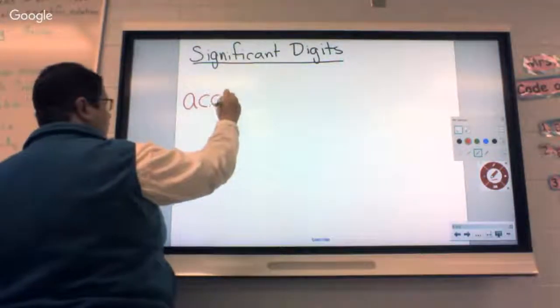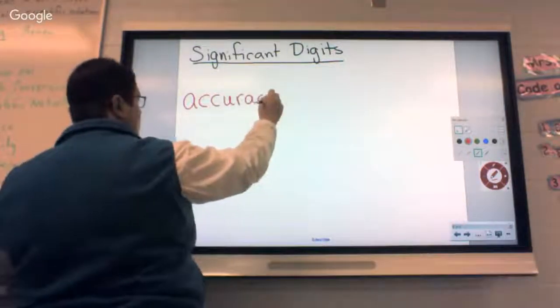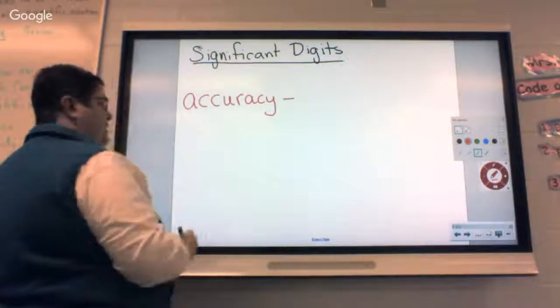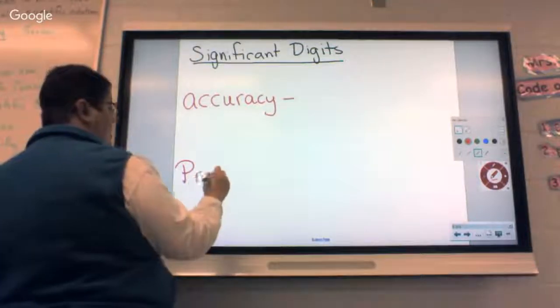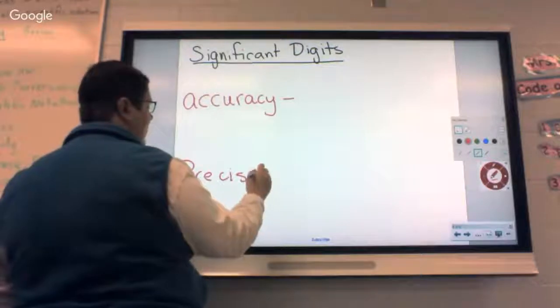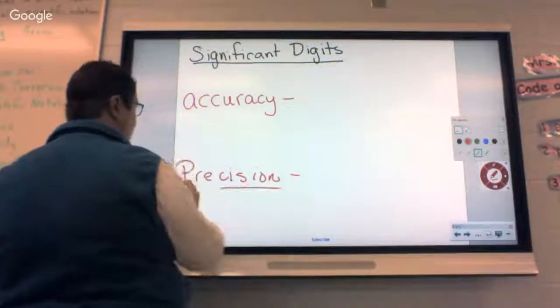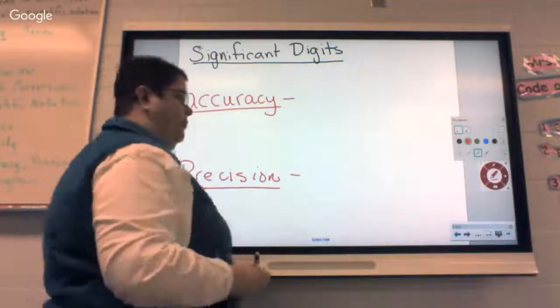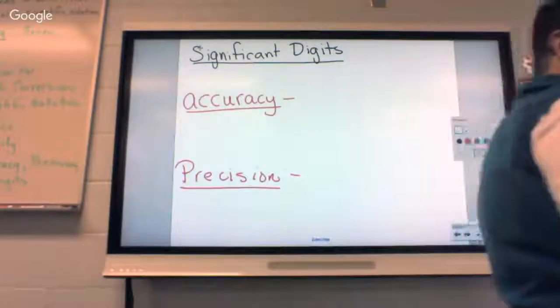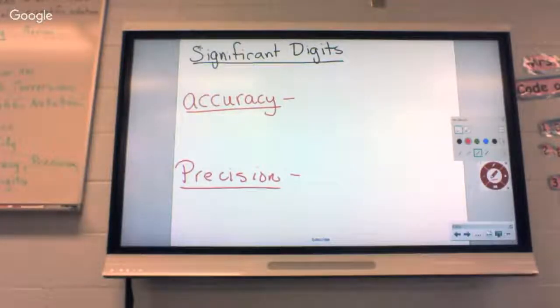So, before we can do that next week, we're going to talk about two vocabulary words. And those are accuracy and precision. We use these words all the time in the English language. However, they don't mean the same thing in science class. So, what on earth do these words mean?